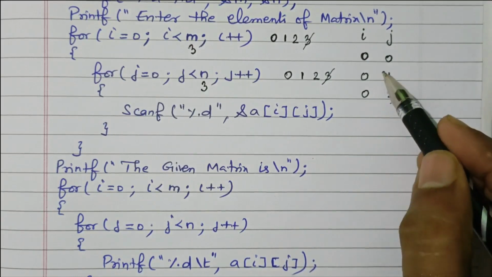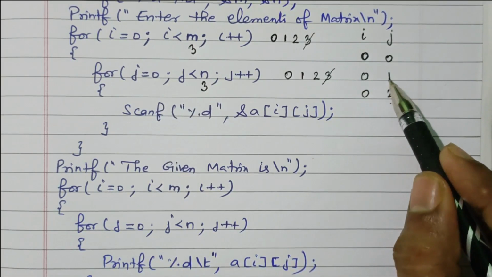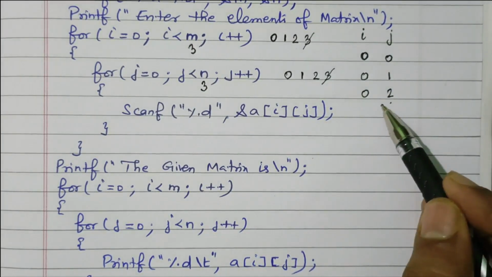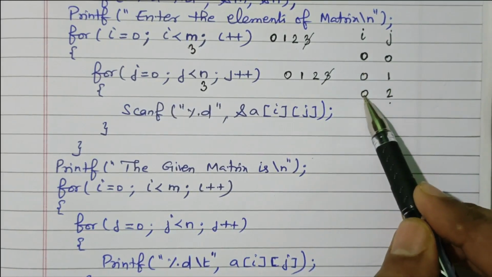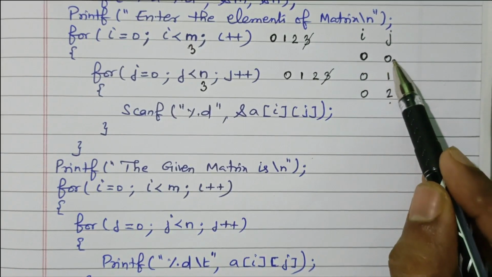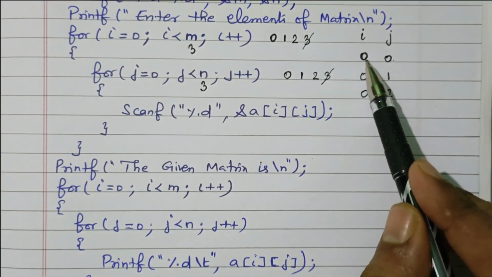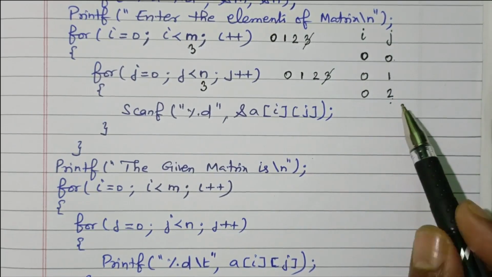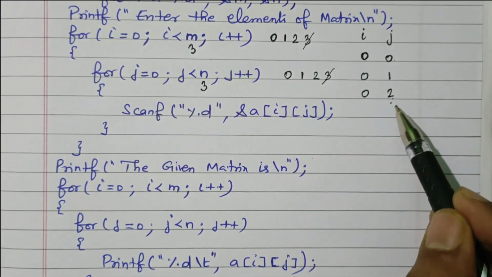So the user's first number will be stored in 0, 0. Second number stored in 0, 1. Third number stored in 0, 2. This is what we discussed earlier, right? This 0 indicates the first row. This 0, 1, 2 indicates first column, second column, third column. So the first element is stored in first row first column, first row second column, first row third column. Here 3 means the condition is invalid, so it will go to the outer loop.